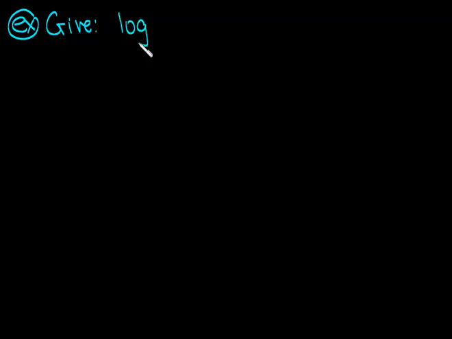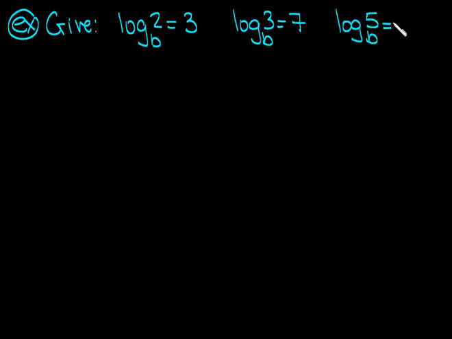They've told us that log of 2 base b is equal to 3. They've told us log of 3 base b is equal to 7, and log of 5 base b is equal to 11. So they've given us this too, okay? And they've asked us to find some of these things. So let's do that now. Because they didn't tell us the base, you cannot use your calculators to do this. So you have to know your log properties to do this.